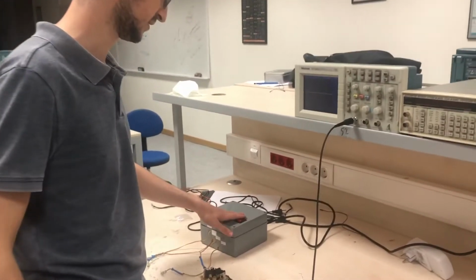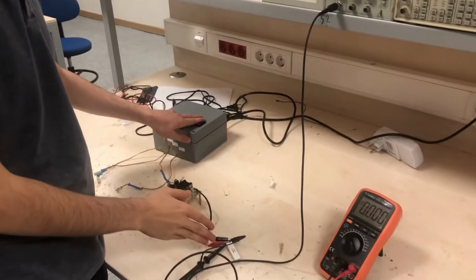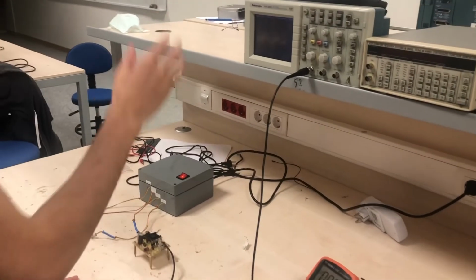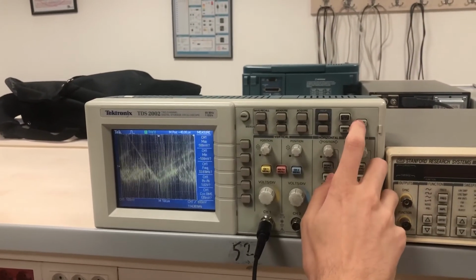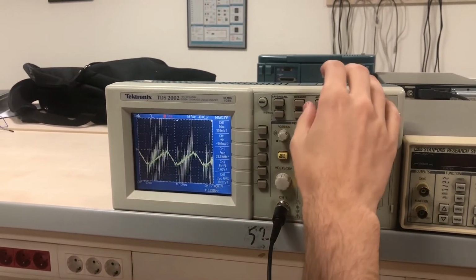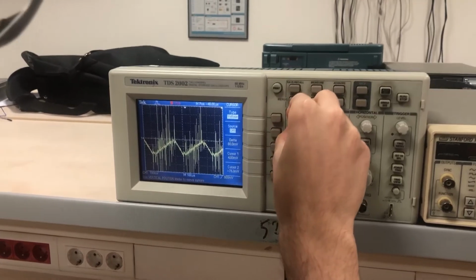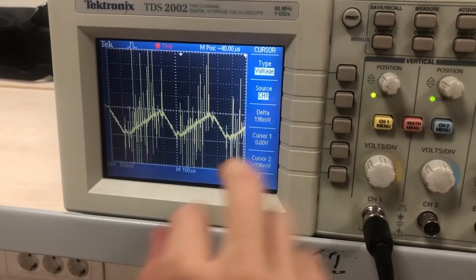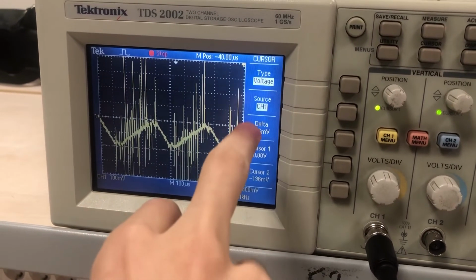Now I will show you the output ripple voltage of my circuit. First I'm opening the supply. I connected the oscilloscope probe to the 47 ohm resistor. Now this is the waveform. Then, in order to observe it, I'm stopping it. Now I will use cursors to measure the peak to peak voltage. You can see the cursors. It's approximately 200 millivolts output ripple in my circuit.